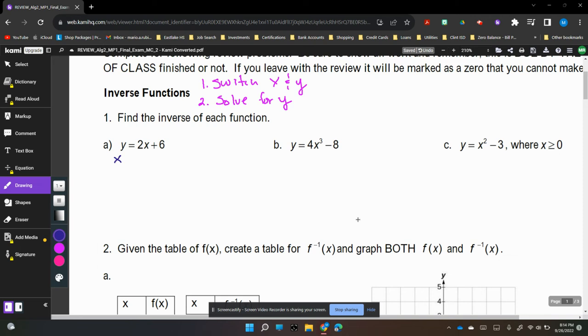First we're going to switch x and y. Literally just swap them out, okay? Everywhere there's an x, you put a y, and everywhere there's a y, you put an x. Now we need to solve for y, which means get the y by itself on one side of the equal sign. The way we do that is we move everything else over. So let's get rid of this negative 6. Those will cancel. We'll have x minus 6 equals 2y.